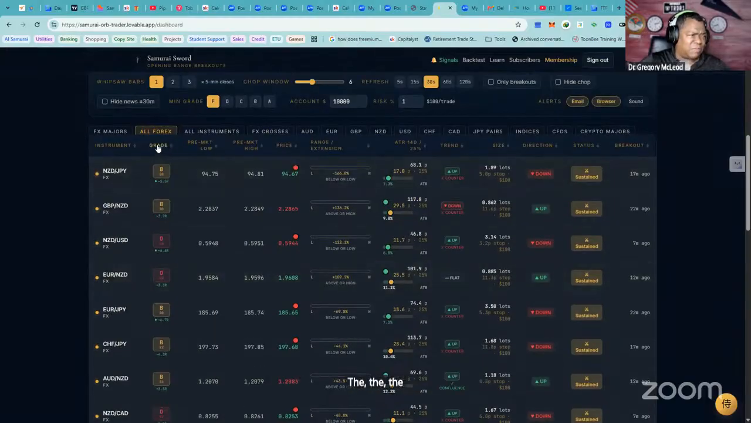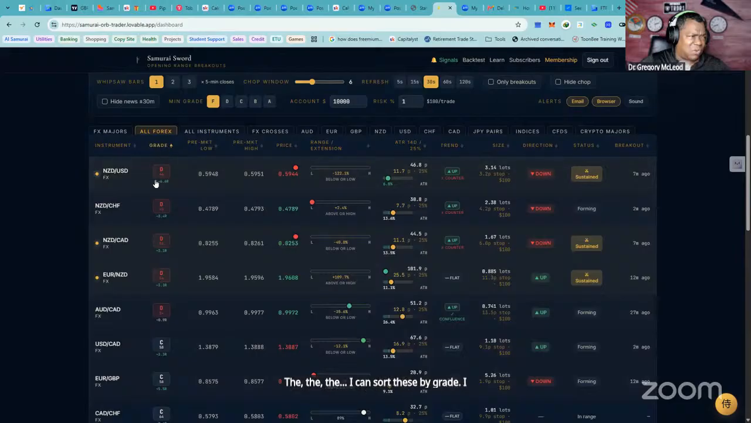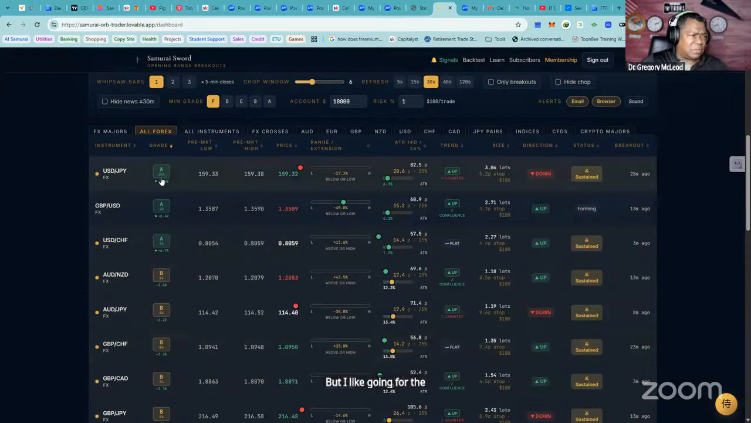And then looking for, I can sort these by grade. I click grade and sort. These are the D's. I probably don't want to try any of those. And you can try, sometimes they work out. I mean, this one's been going for 7 minutes, but I like going for the A ones, right? And it's been sustained. So I'll use the A and B ones.